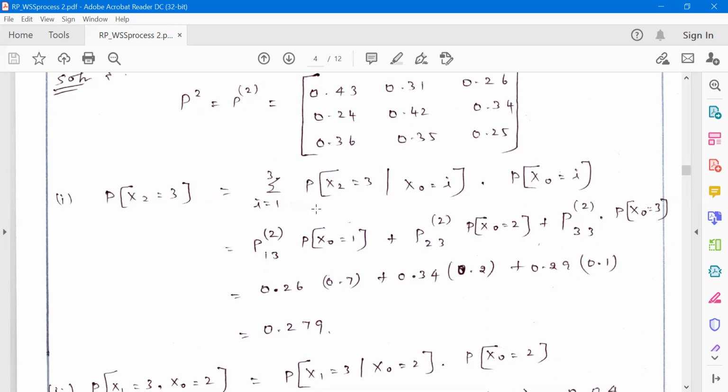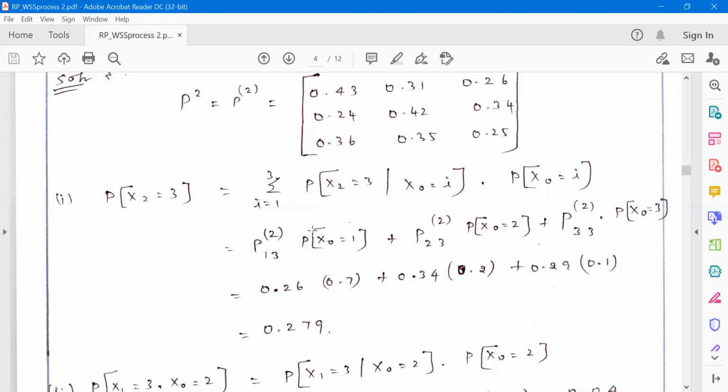If I put i equal to 2, we will get the term P of X2 equal to 3 given X0 equal to 2, into P of X0 equal to 2. Here also we use a two-step transition, because this step is 2 and this step is 0, and 2 minus 0 is 2. So P square of 2, 3 into P of X0 equal to 2, and similarly if I put i equal to 3, I will get P square of 3, 3 into P of X0 equal to 3. The P square values are taken from the P square matrix, and the P of X0 values are taken from the initial probability distribution.